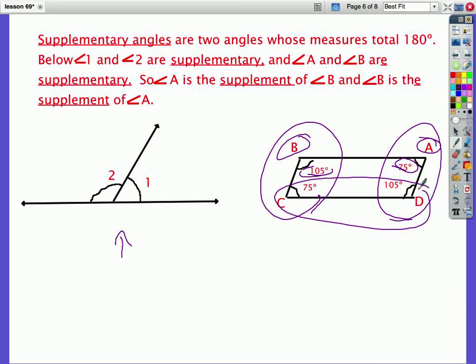So we have complementary and supplementary. To remember which one's 90 and which is 180, remember complementary, the C comes first in the alphabet, so it's less. And for supplementary, the S comes later, so it's bigger. So it's 180 degrees. That might help you. Otherwise, just remember, complementary 90, supplementary 180.